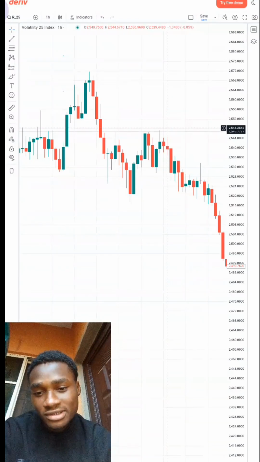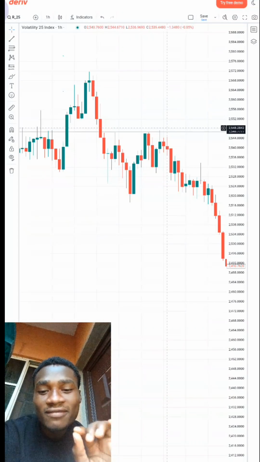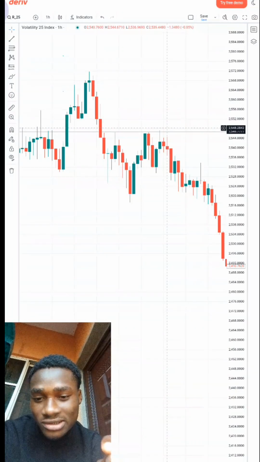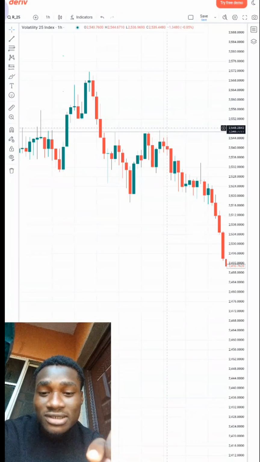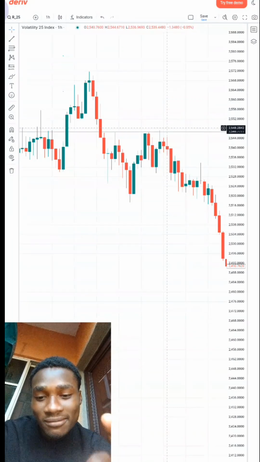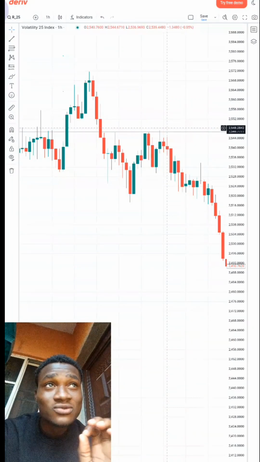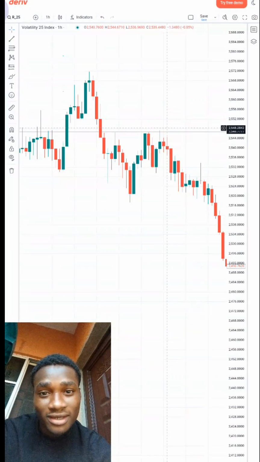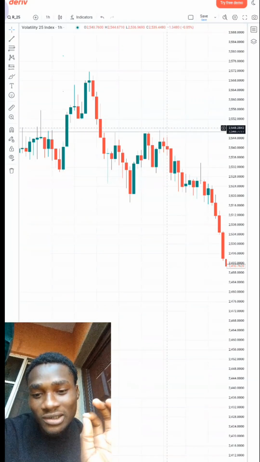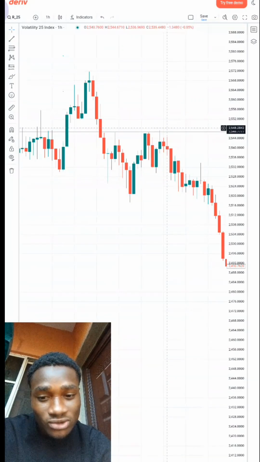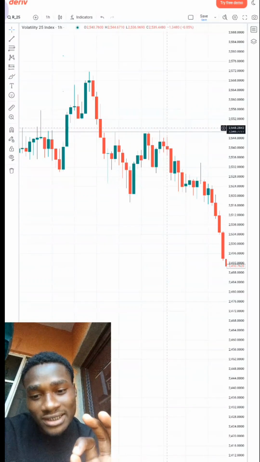Now from my experience, I found out that after price grabs sell side liquidity, the next thing it does is come down to grab buy side liquidity. It's as simple as that. This is what has worked for me over the years.